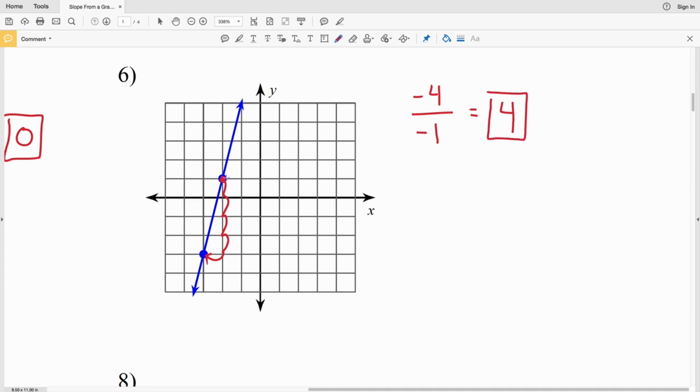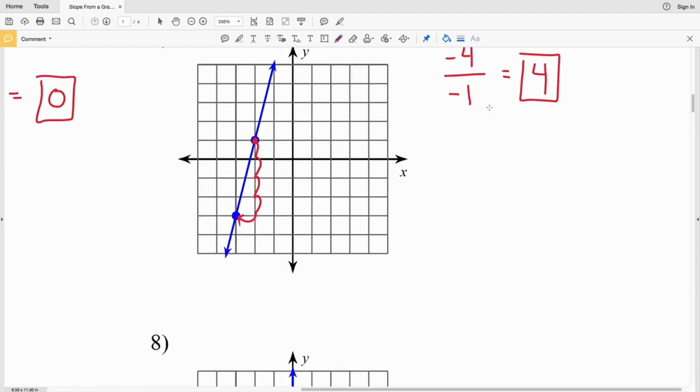So regardless of which point you start at, as long as you keep track of your signs, understanding which direction the rise is in and which direction the run is in, which way you're moving on the graph to reach that next point, you will get the correct answer.